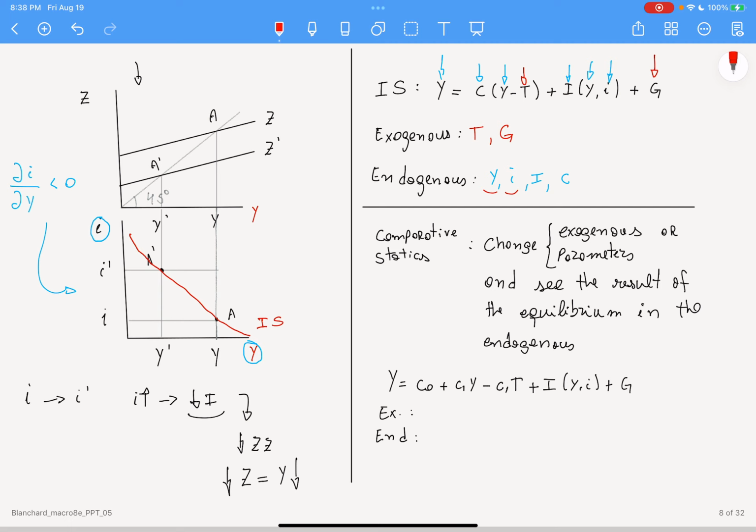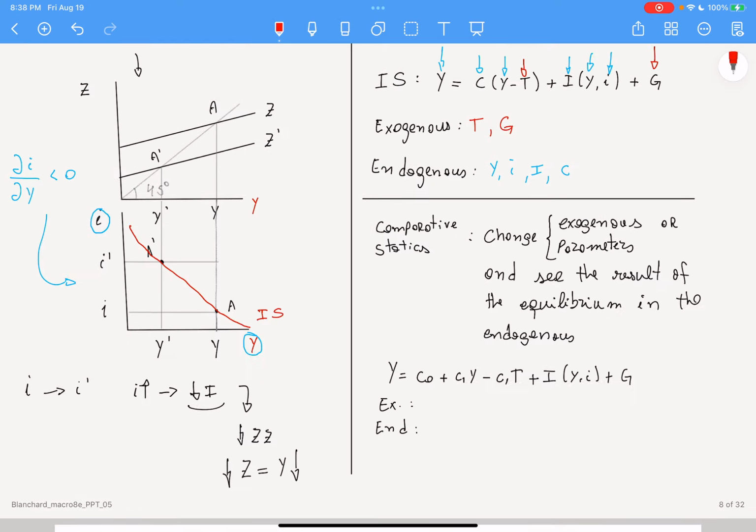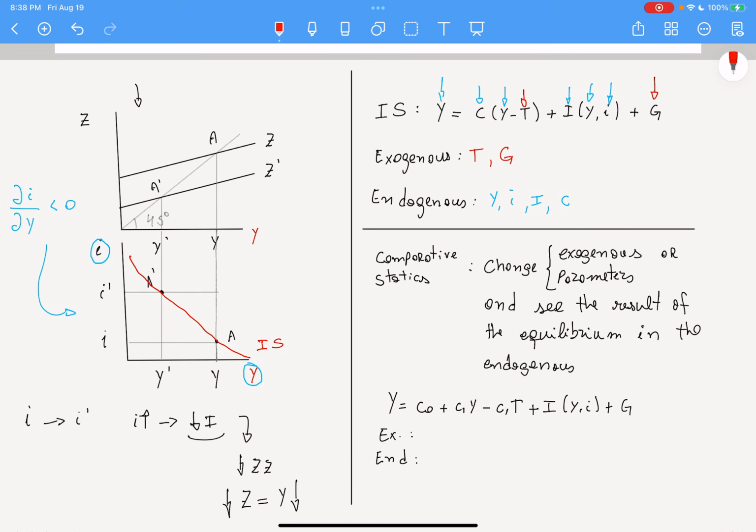This is going to be shown here, but when I change the taxes here, this is going to make the IS shift. But before we jump into the graph, some people prefer to write, instead of using C of Y minus T, that linear relation that we have discussed before, which is C naught plus C1 times Y minus C1 times T.